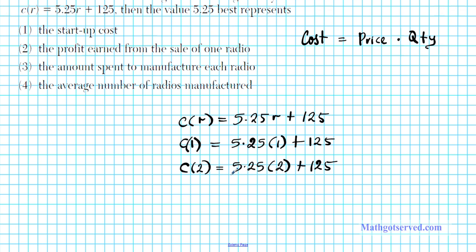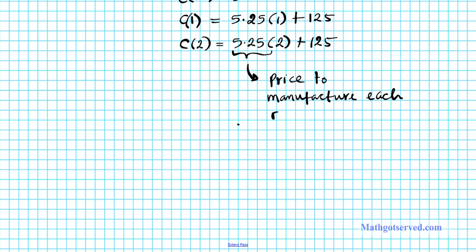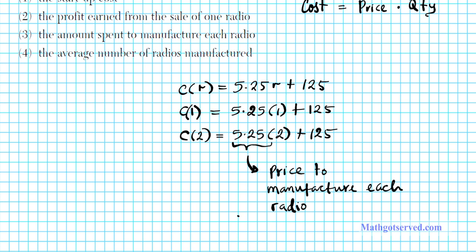And guess what this is? This amount, 5.25, is the price to manufacture each radio. So you can think about it as unit cost. You always multiply the unit cost by the number of radios you produce. If you produce R radios, you multiply the unit cost by R radios.